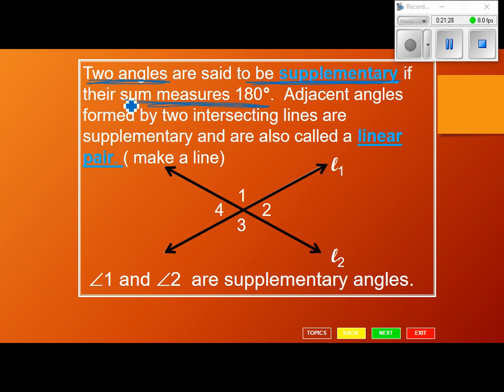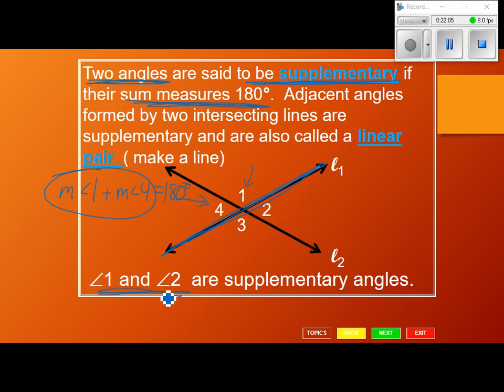All right, adjacent angles formed by two intersecting lines are supplementary and are also called a linear pair. We're going to talk about that here in a second. But if I look at this, I know that line L right there, L1, is a straight angle. Well, if it's a straight angle, then this angle and this angle have to add up to be 180. So the measure of angle 1 plus the measure of angle 4 has to equal 180. Well, if that's the case, then angle 1 and angle 4 are supplementary angles. So 1 and 4 are supplementary.